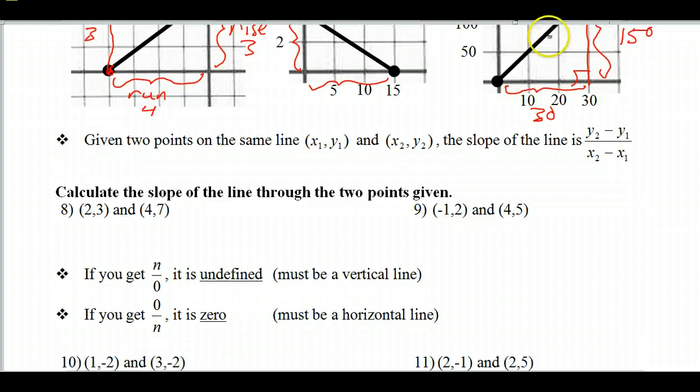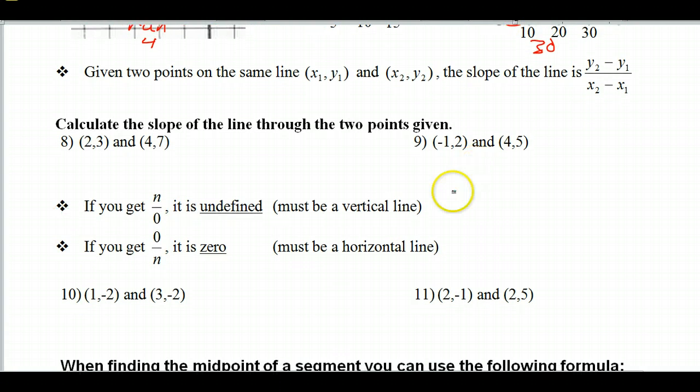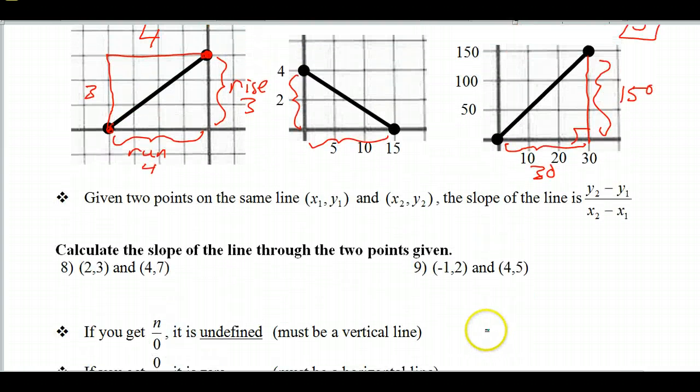Okay. Now, getting to some calculations. If you have the coordinates, you can calculate the slope. If you have the endpoints, you can calculate the slope by doing y minus y divided by x minus x. I mean, think about it.